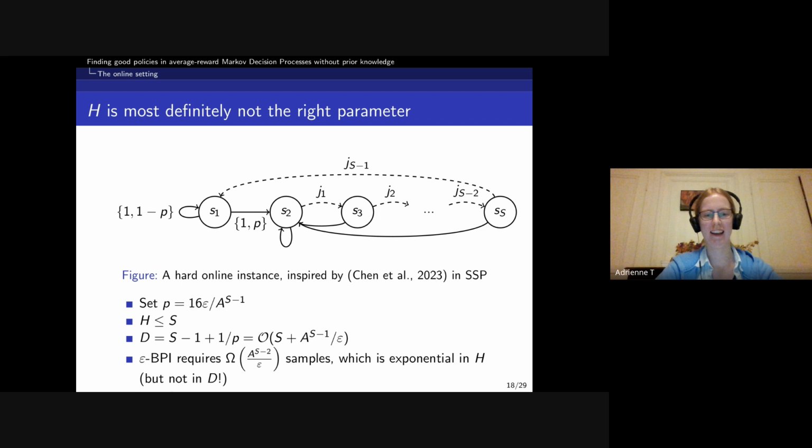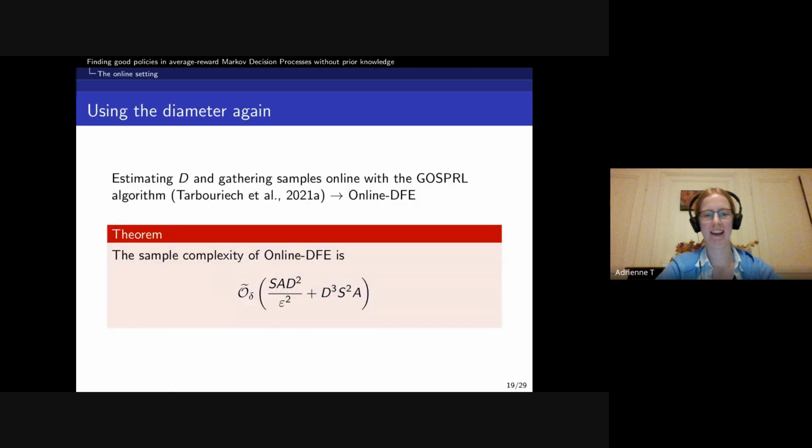So then we're in the online setting. We think we would probably need to pay the diameter. What do we do now? Well, we can just use the diameter again.